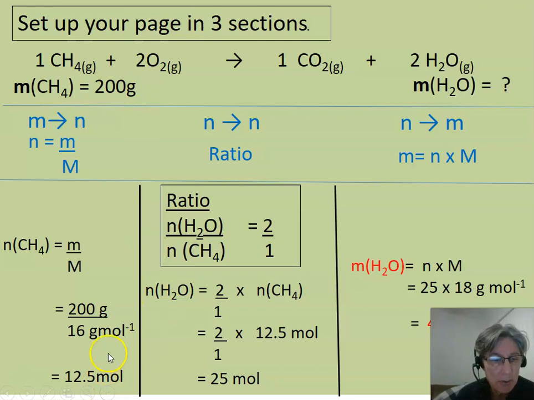I said grams before, didn't I? Sorry. We've got 12.5 mole of this, and we would need 12.5 mole of that. And we would need twice the amount of oxygen to totally react with it, so we'd need 25 mole of oxygen. And once you know the number of moles of any of these things, then you can work out their masses exactly the same way here. So I could relate any of those to any of the others.